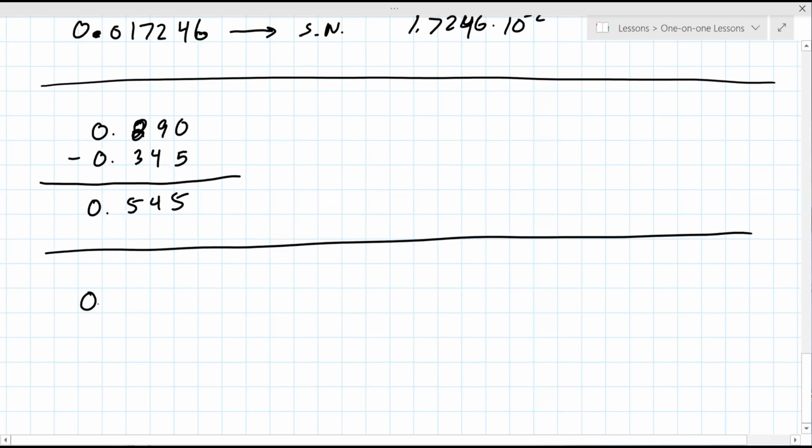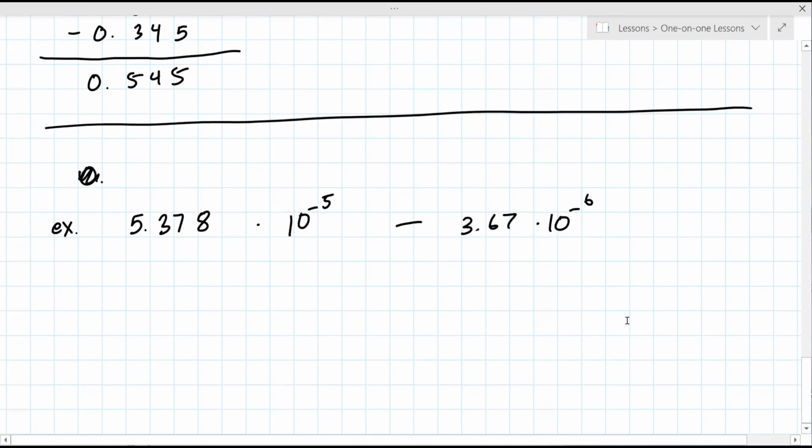Okay, so let's try another one here. Let's try the full thing. Let's go, another example: 5.378 times 10 to the minus 5 minus 3.67 times 10 to the minus 6. Go ahead and give that a try here, and I'll work through it when you're done.